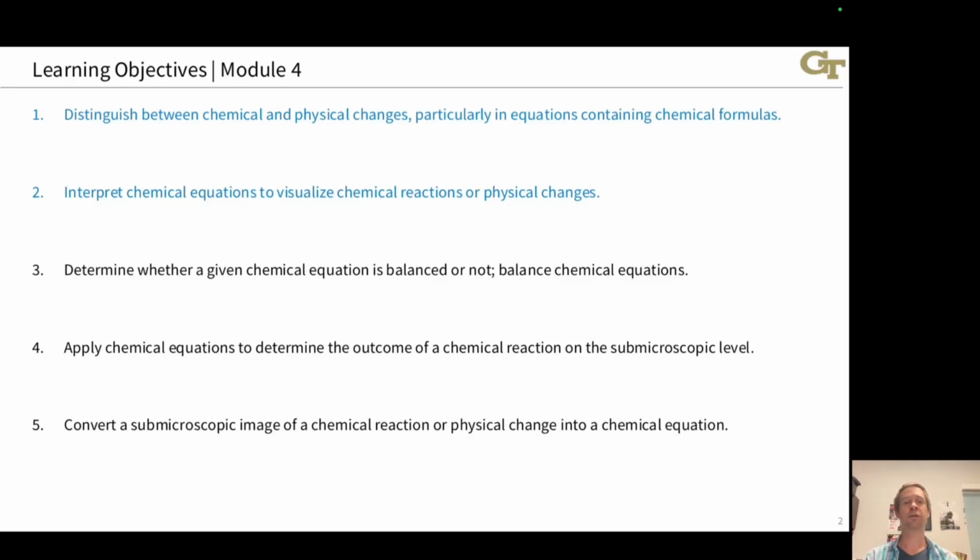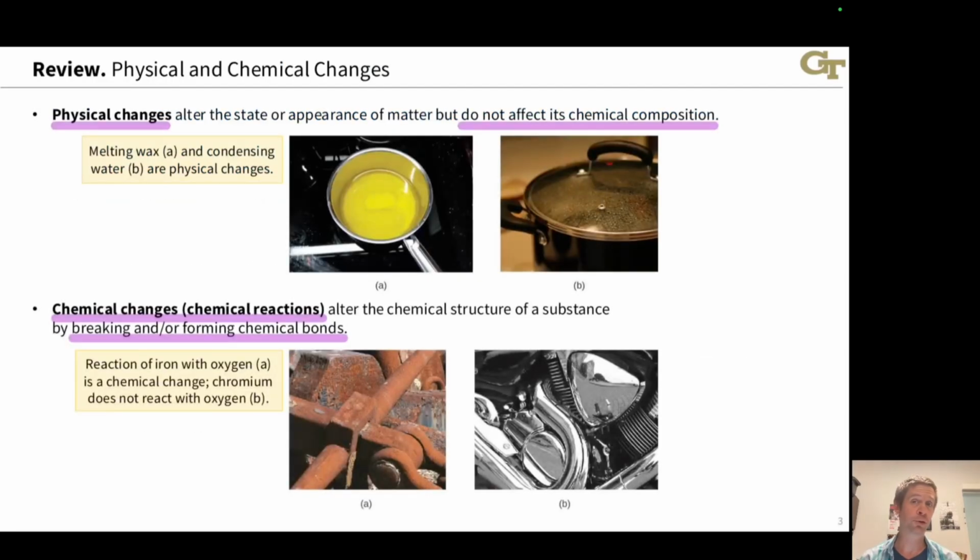The equations themselves are called chemical because chemicals appear in them, although they may represent either chemical change or physical change. And then we're going to talk about interpreting chemical equations so that we can visualize chemical reactions or physical changes, and this is building on our prior submicroscopic understanding. We'll use things like our typical picture of solids, liquids, and gases at the submicroscopic level to start visualizing how chemical reactions work at the submicroscopic level. So we're going to start with physical and chemical changes.